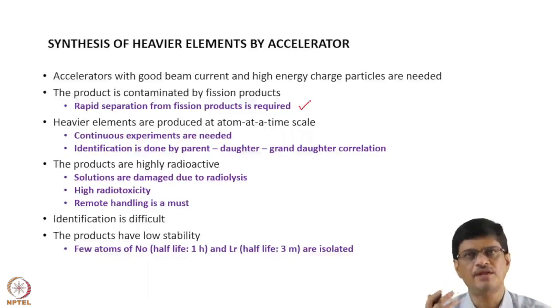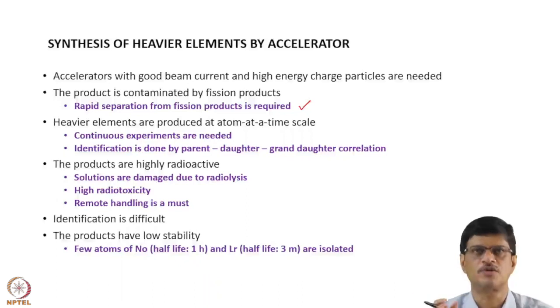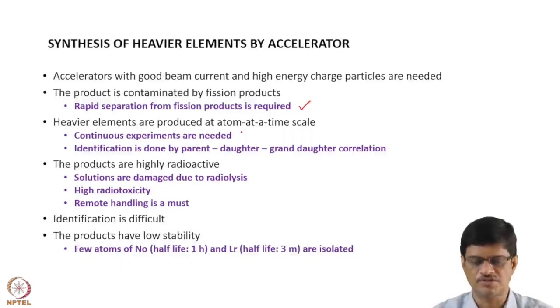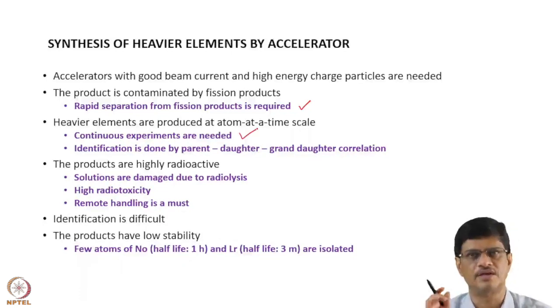Also, if you go to very heavy actinides or even transactinides, these nuclides are formed at an atom-at-a-time scale. So continuous experiments are needed. If you want to carry out some of these experiments, particularly chemistry experiments, they have to be done online. When these actinides are produced at an atom-at-a-time scale, they have to be transported to the adjacent laboratory where the experiment is carried out, and there the experiments need to be carried out continuously, because otherwise they are decaying.